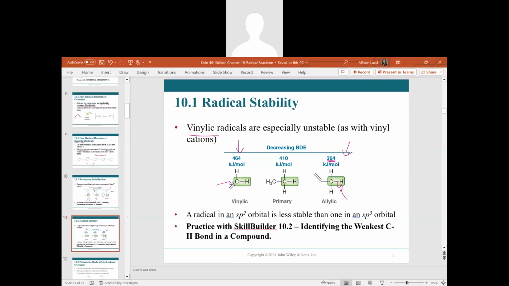So if we were to identify the weakest CH bonds in a compound, we would use this trend as well. So that's everything from section 1. We'll continue with section 2 in the next video.